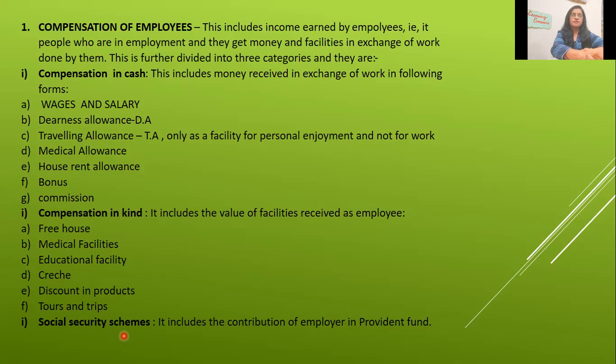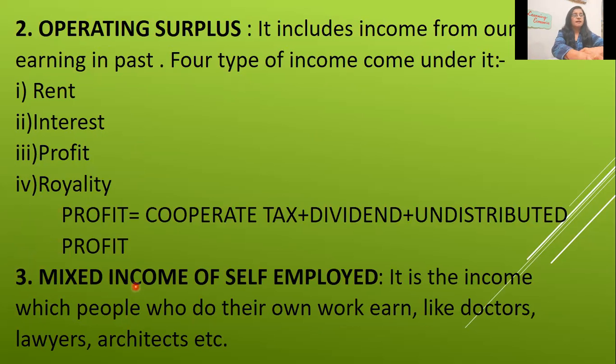There are certain social security schemes like Mediclaim and Provident Fund in which the employer is contributing. Sometimes the employee also has to contribute and the employer also contributes. So both sides, employer and employee, are contributing, but we will include only that part which the employer is contributing. So if the question gives the contribution by the employee, you will not include it. But if it is given as the contribution by the employer, then you will include it because it is a benefit which the employee is getting. Now let us see the second part of our income, which is operating surplus.